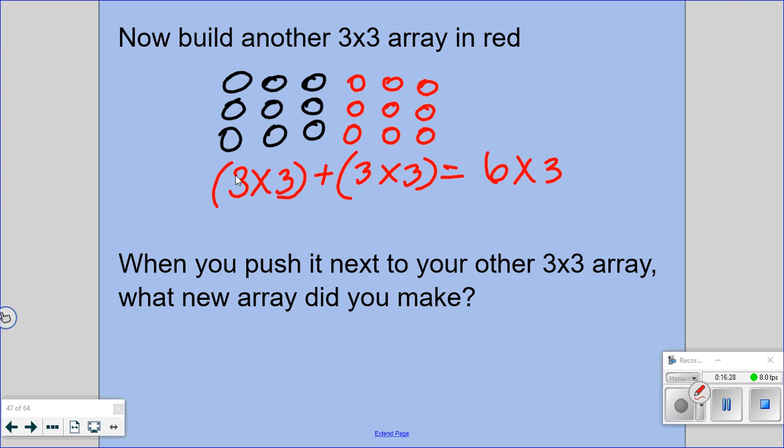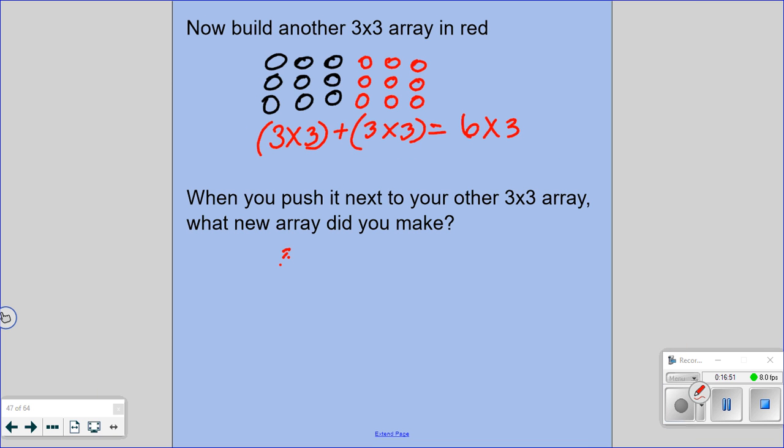What did I get? 6s. So if I double my 3s, I end up with my 6s. So if you can figure out your 3s, which we just did, can you also figure out your 6s? Yes. We're going to write this one down in your notebook. So if you don't have a pencil, get a pencil, please.